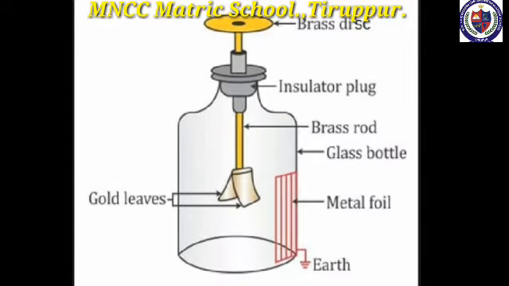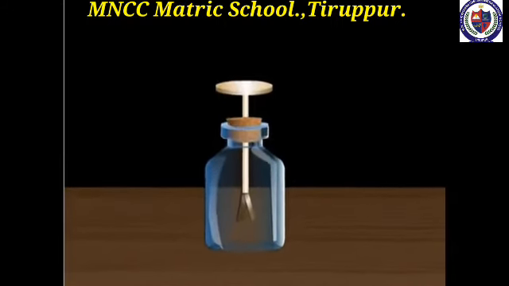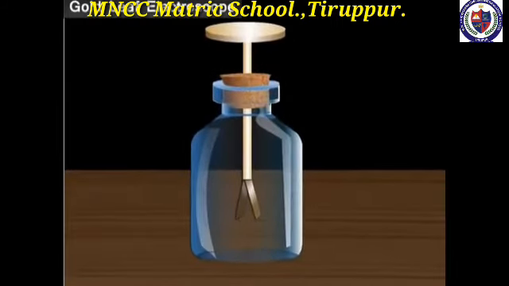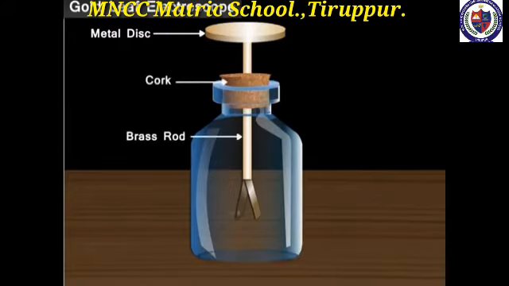Next we move to the working mechanism of an electroscope. The gold leaf electroscope is an instrument that is used for detecting the presence of electric charges and their polarity. The instrument is also used for measuring the potential difference. The important parts of a gold leaf electroscope are shown in the picture.